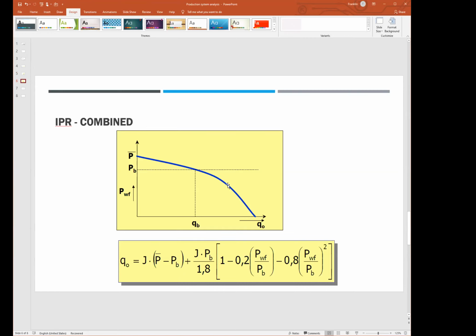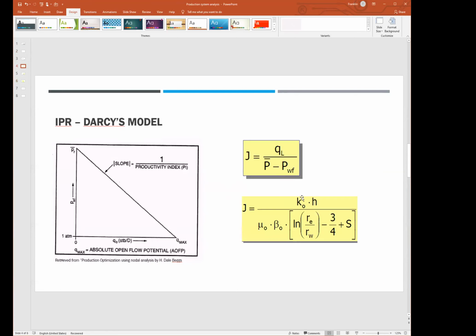And everything below, you use the model that you selected. For our case, we're going to be selecting, as I said, Vogel. So keep in mind something that is very important: when we define here the slope, the inverse of the slope is the productivity index, or the inverse of the productivity index is the slope.